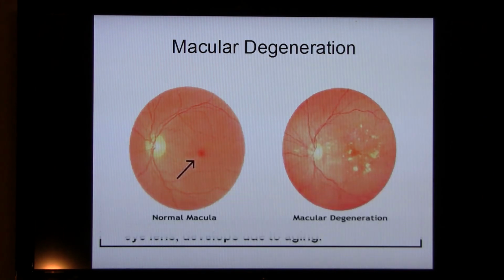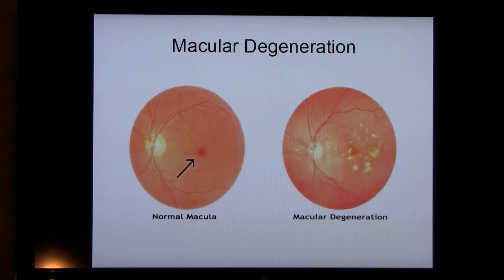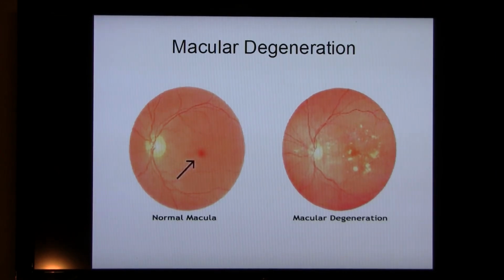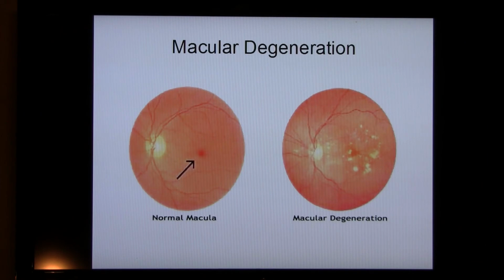And then the next slide, I will be talking about macular degeneration. On the left side, you will see a normal macula, and on the right side, you will see little spots that show that it is deteriorating. It affects the macula. It compromises central vision, and how much compromise depends on the severity and progression of the condition.